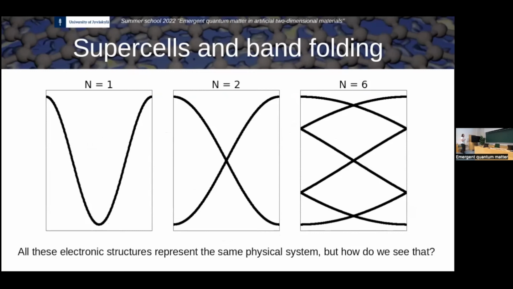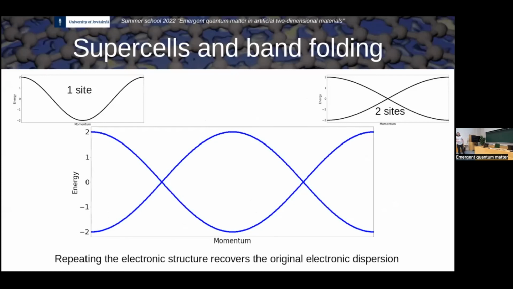And now the question that we want to answer is, how do we know, or how can we see, that these electronic structures actually represent the very same system? There's actually something relatively simple that we can do. If you think about the unit cell with 2 sites, what we can actually do is compute our band structure twice. And by twice, I mean going through 2 Brillouin zones.